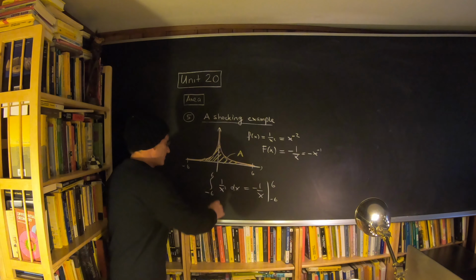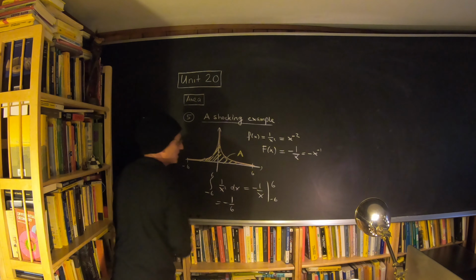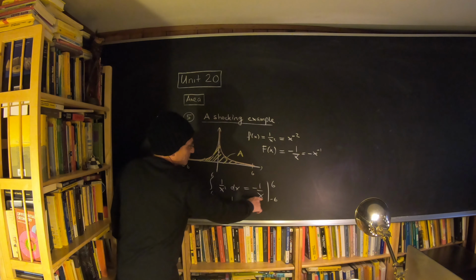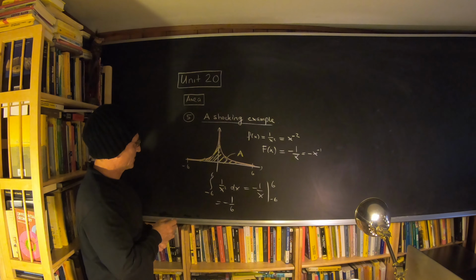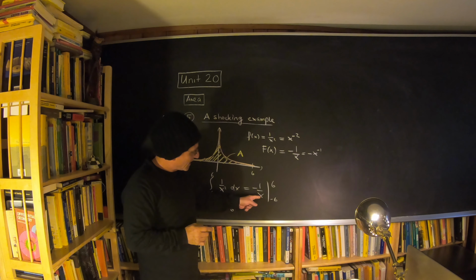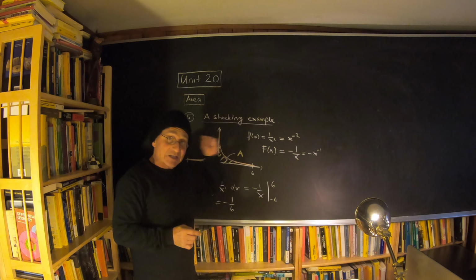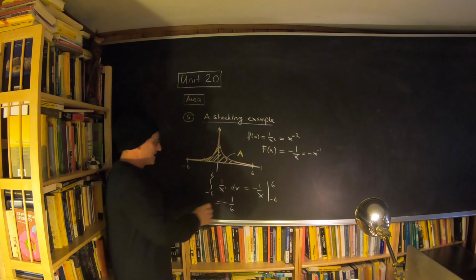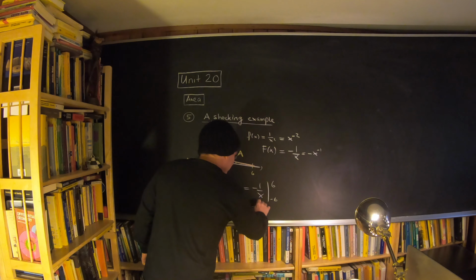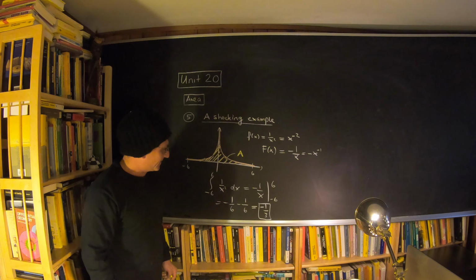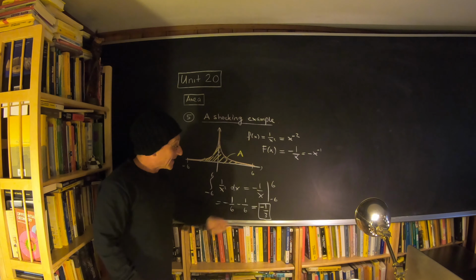Now we take 6 here, which gives minus 1 over 6, and then we subtract what we get when we put in minus 6. Because of the minus sign we have to take here, this is minus minus minus, which gives us minus 1 over 6. Altogether this is minus 1/3. Anyway, this is a negative area.